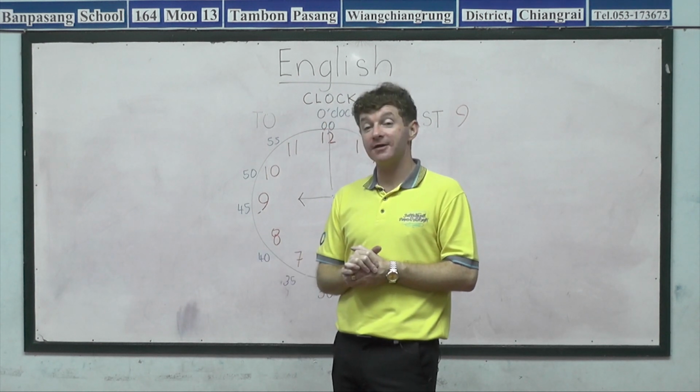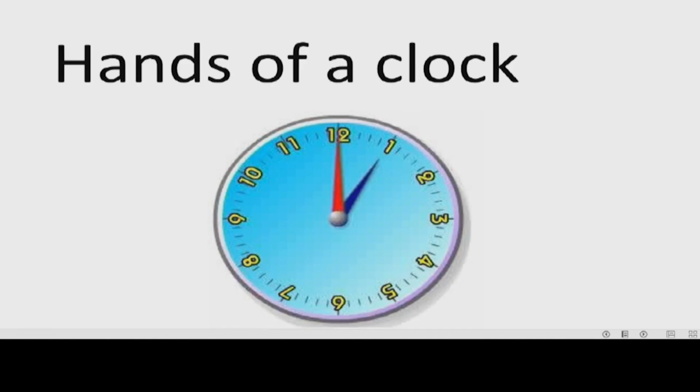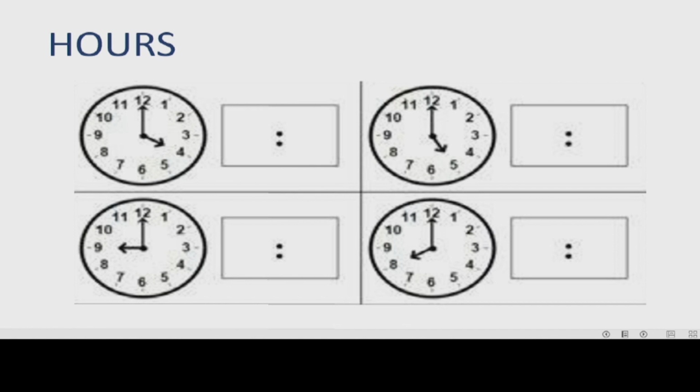Can you all turn your chairs to have a look at the TV screen, guys? Okay, so let's take a look at our PowerPoint presentation about clock. First of all, hands of a clock. Remember, what does the short hand represent? 1 what? 1 hour, yes, or 1 o'clock. The short hand is for hours. How many hours here on this clock? 4.